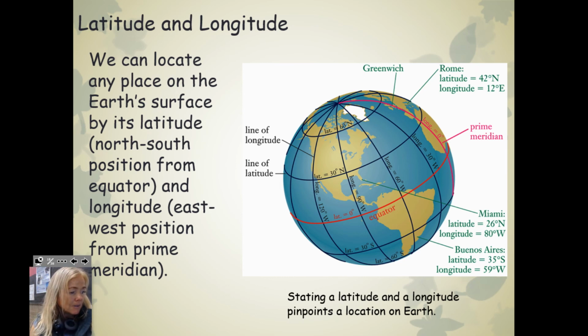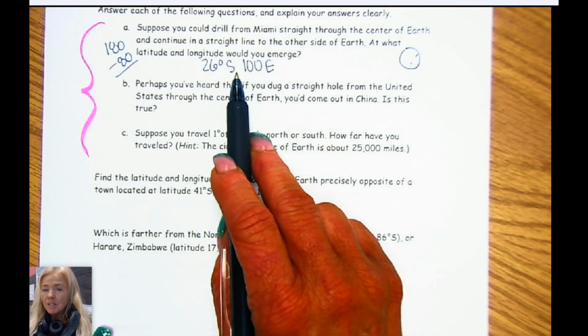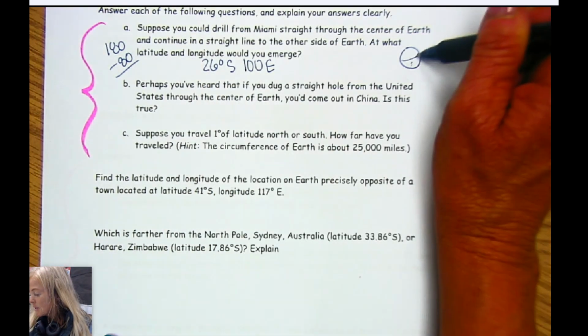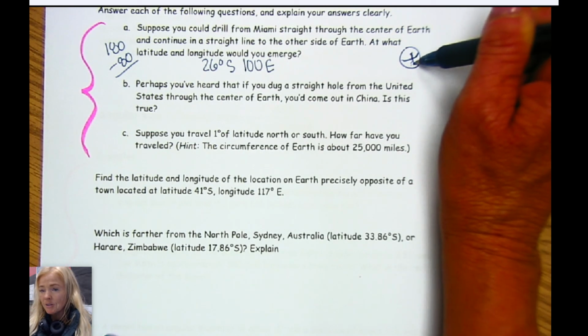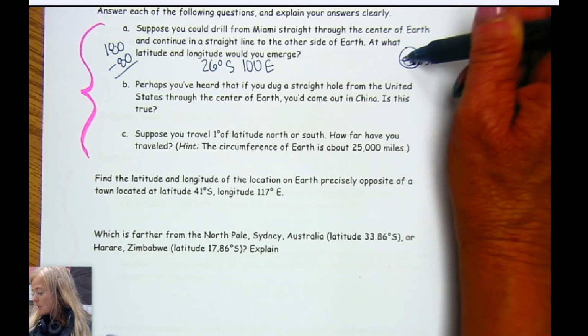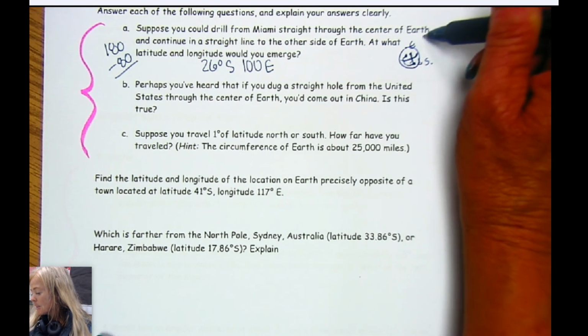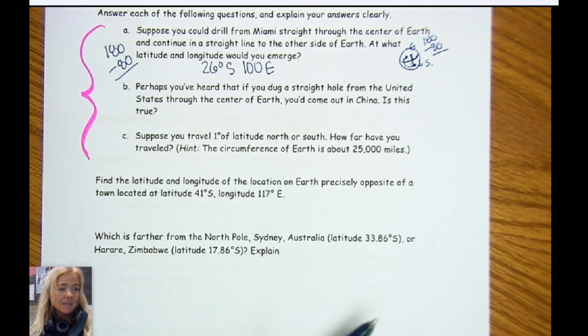All right, so going back to our little notes here, you would end up at 26 degrees south, the same distance as Miami is from the equator. And then it's going to be 180 degrees around, so on the eastern side, 180 minus the 80. And that gives you 100 degrees east.